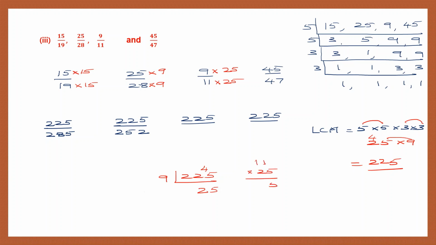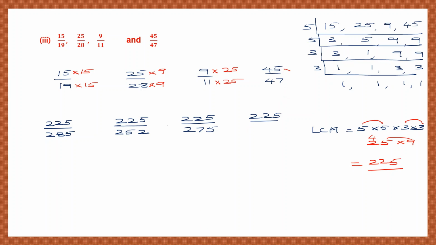5 ones are 5, 5 ones are 5. Second step, 2 ones are 2 and 2 ones are 2. So what do we get when we add this? 5, 5 plus 2 is 7 and we have 2. 275 is the next denominator. So let's write that. 275 is the third denominator. Now let's go to the fourth fraction. Here the numerator is 45. It has become 225. So 45 into what will give me 225?